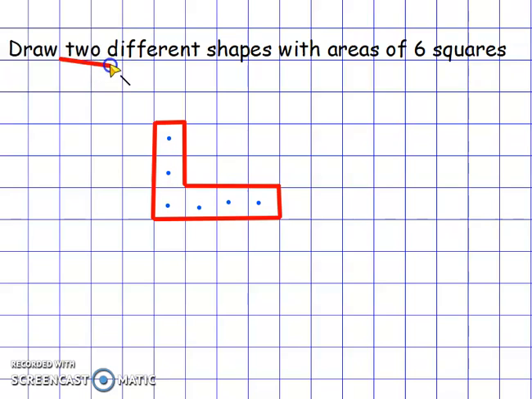I've got to draw 2 different shapes. So I need to get my pencil ready to do some dots again. I've got to create a different shape this time. What shall I do? 1, 2, 3, 4, 5, 6. Make it a bit more complicated this time. You can be creative with this if you're making your own shape, as long as it's got the area the question's asked you to. And we can see that this shape has also got an area of 6 squares. It looks very different to that one, but the size of the area is the same.